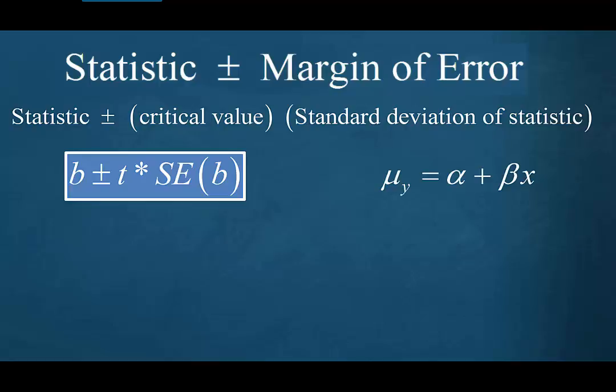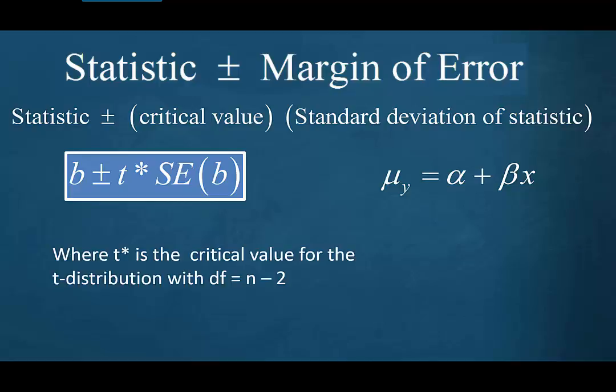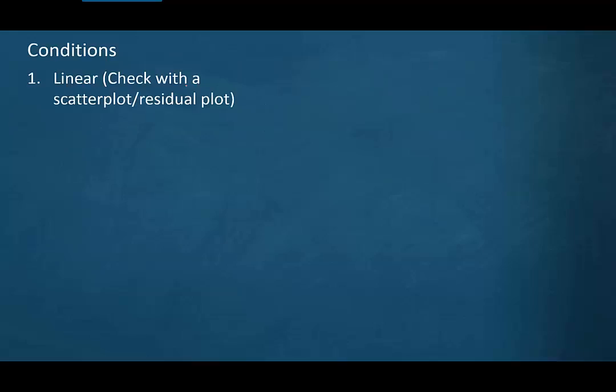And again, remember our true regression line, which we generally do not have, right? We're taking a sample and we're just estimating these. And here t star is the critical value for the t-distribution with the degrees of freedom of n minus 2. As usual, we're going to have some conditions that need to be met before we can proceed with our interval.